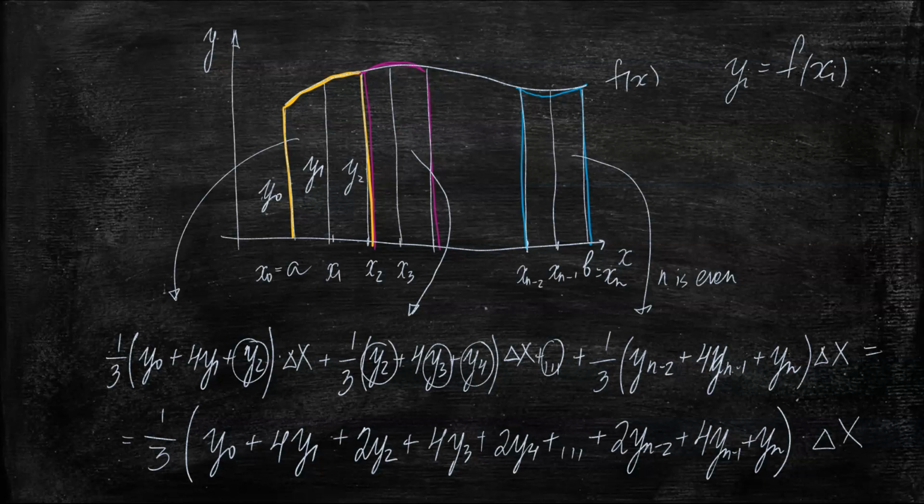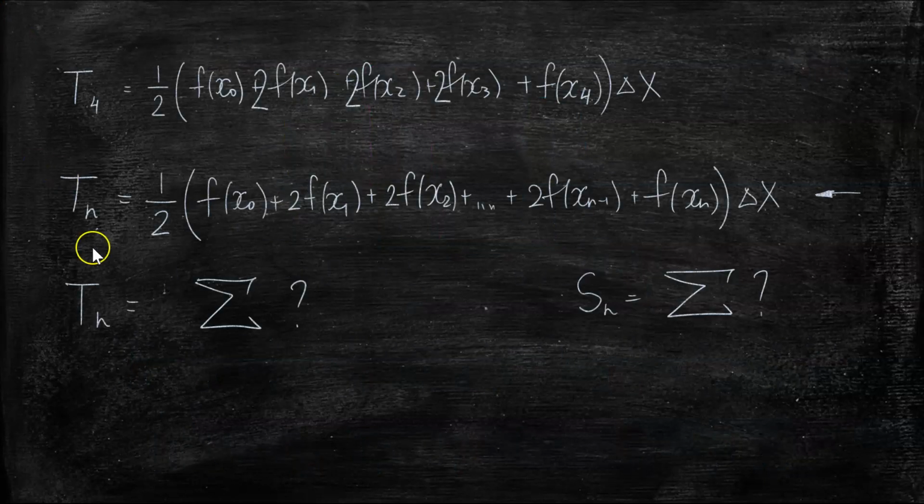And what does this remind us of? It reminds us of a formula that we created earlier for the trapezoidal approximation, right? So let's summarize the formula for the Simpson's approximation. So n must be even.